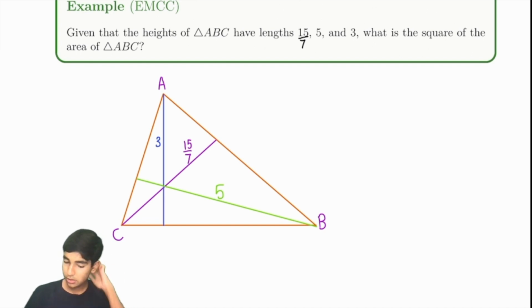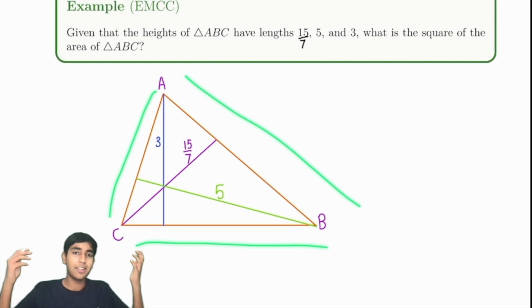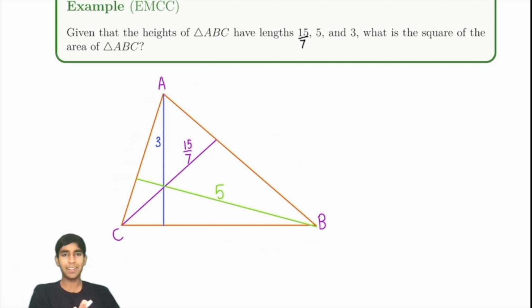Okay, what is the square of the area of ABC? We know how to find the area if we have base and height, but we don't have any bases here. We know how to find the area if we have 3 sides using Heron's Formula. We don't have any sides here. We only have 3 heights. What are we supposed to do with that?